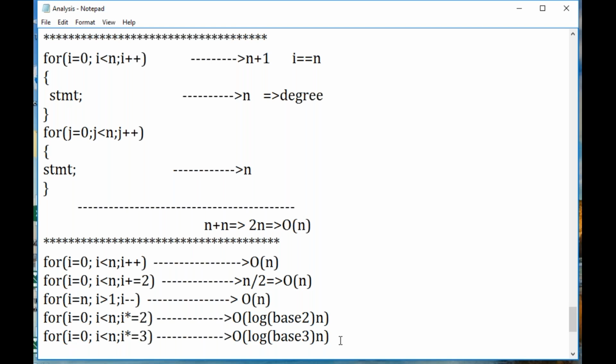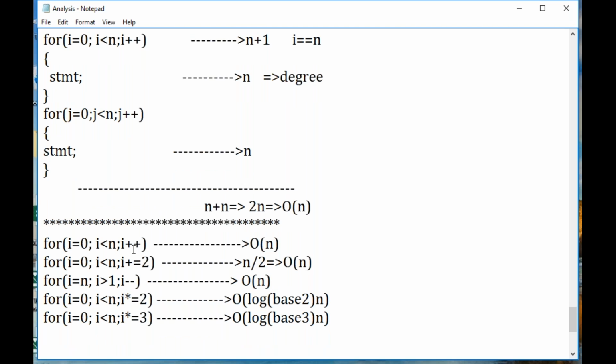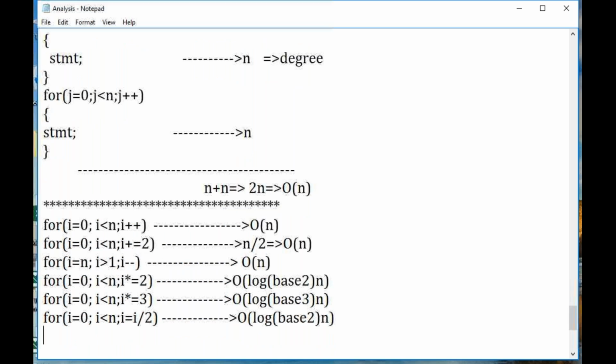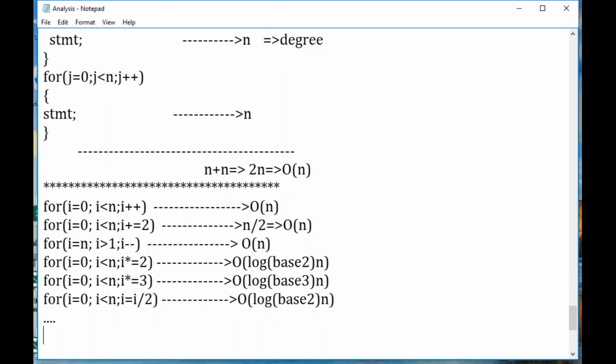Okay. Now, this is all about your addition, incrementation, decrementation, and this is all about your multiplication. Apart from this, what else are you seeing? If you're going to perform a division operation, I is equal to I divided by 2, you'll be getting log base 2 of n. Is this clear? Guys, different ways are given, just for the most repeated ones. Is this clear so far?